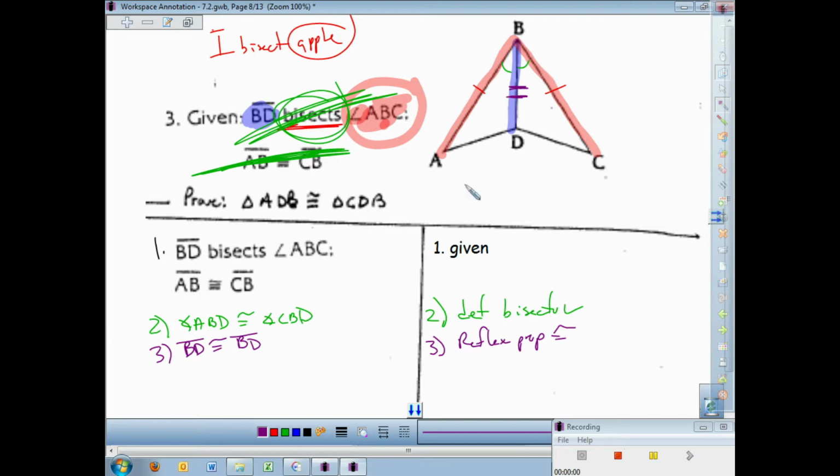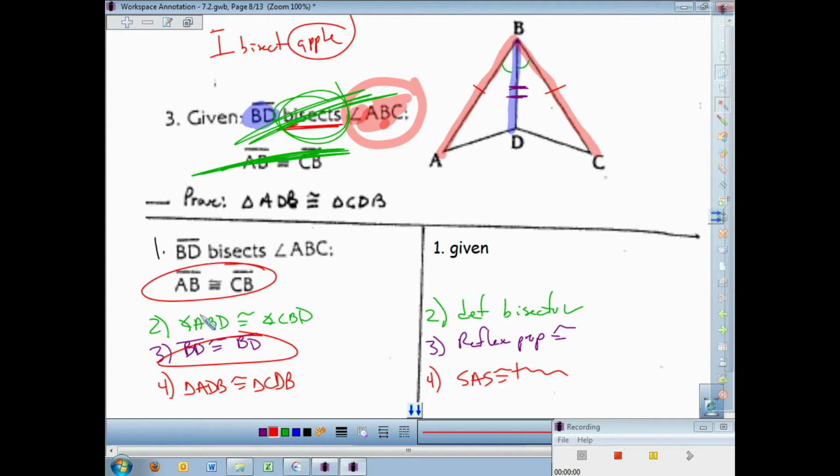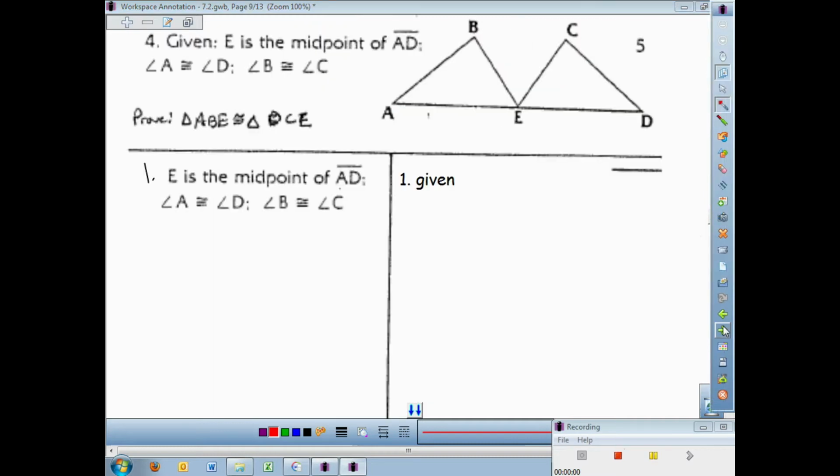And now, do I have enough information? Boom, side, angle, side, holla. So step 4, triangle ADB is congruent to triangle CDB by side, angle, side congruence theorem. Just to check, to use side, angle, side, you need two different sets of sides and one set of angles. So they don't have to be in any particular order. They just have to be in the proof. So, got it. All right.